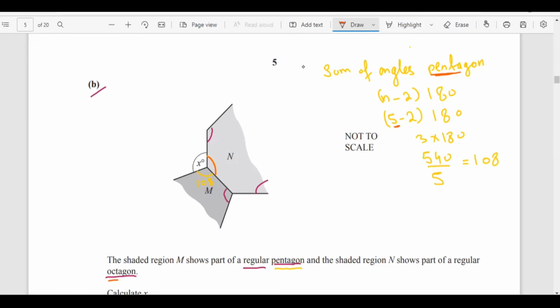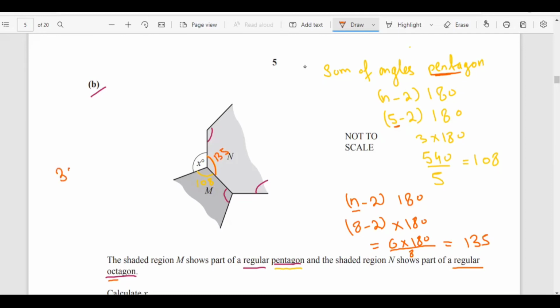Excellent. Very good. So the sum of angles in any polygon is calculated by n minus 2 into 180. Octagon has 8 sides, so 8 minus 2 into 180. So it would be 6 into 180. Whatever the answer is, you need to divide that by 8 because you have a regular octagon. And this would give you 135. So this angle is 135, right?